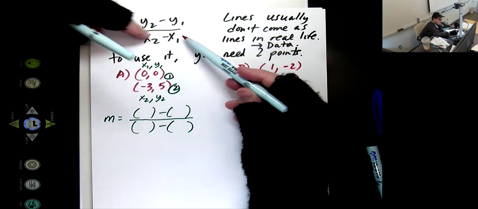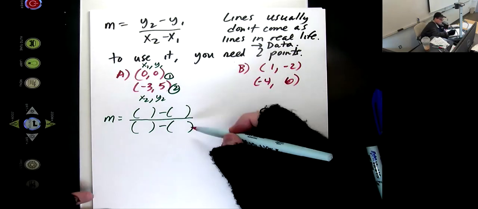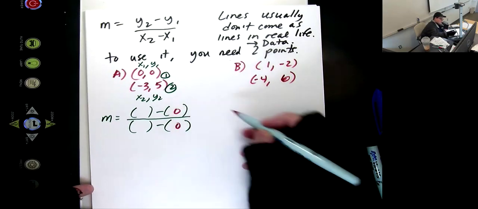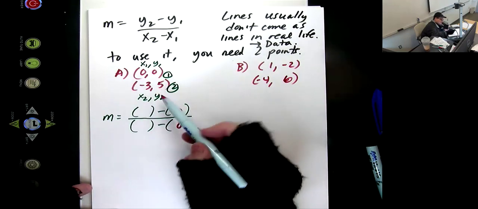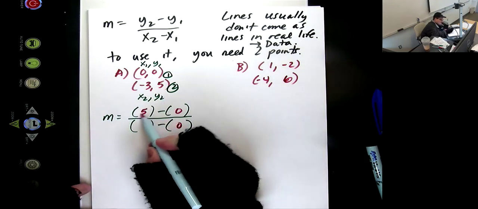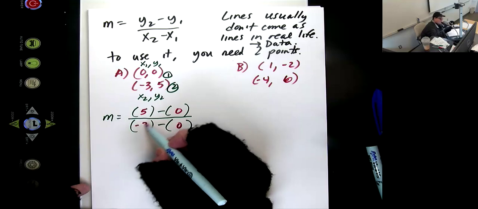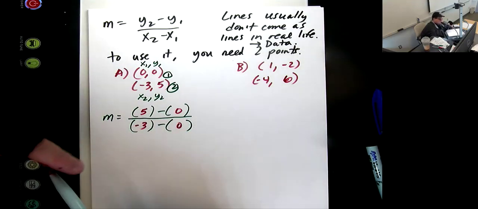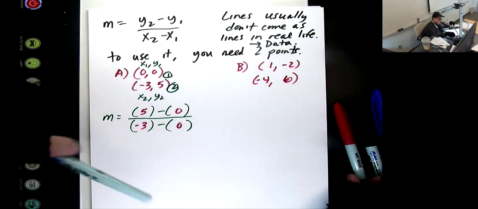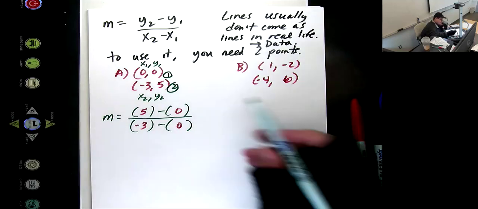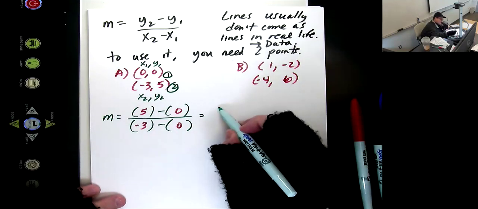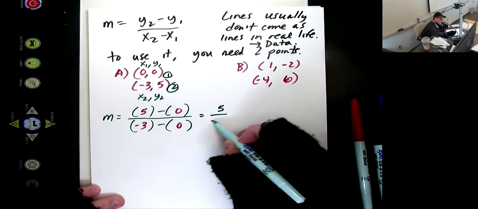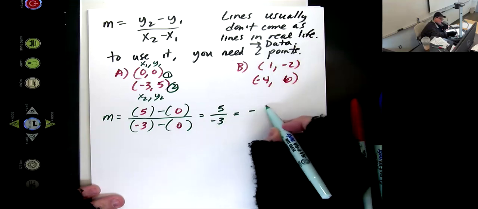But x1, y1 are the ones at the end, and they're both 0. And y2 is 5, it goes on top. And x2 is -3, it goes on bottom. So 5 minus 0 is 5. -3 minus 0 is -3. So this is -5/3.